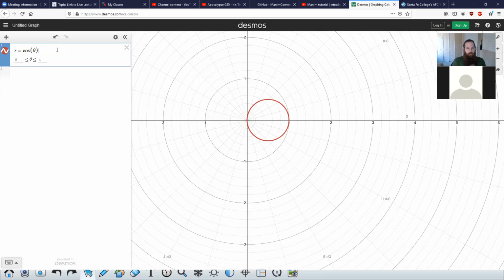Cos theta itself, just like sine theta itself, is a circle. But if I start doing this, then the same sort of thing happens. I get these petal graphs, only you'll notice the cosine petal graphs are oriented a little different than the sine ones.